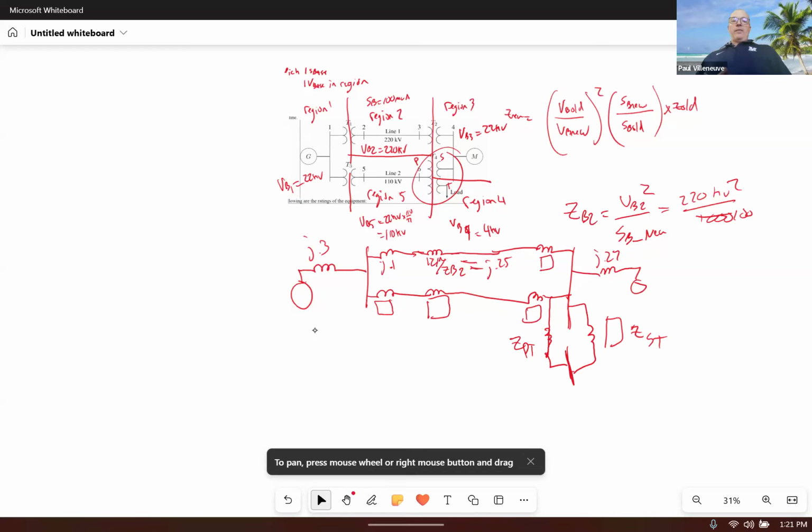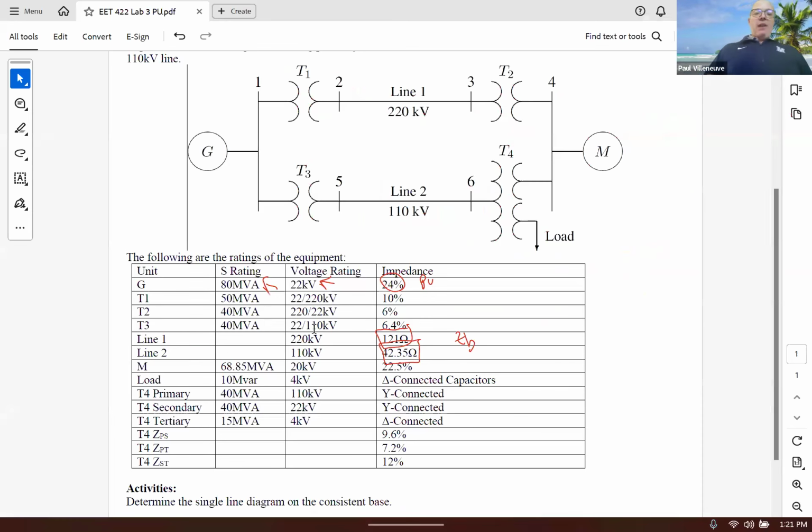Okay, so to find the secondary to tertiary, I will tell you, whenever you see this, this is the rating, the max rating that you can pull through the tertiary. So anytime you're using the tertiary value, their base quantity is always going to be based on the 15 MVA. It doesn't matter if it's the secondary or the primary, it's always the 15 MVA. Whereas primary to secondary, both of them are rated at 40 MVA. So that's what's going to be your S base value for them.